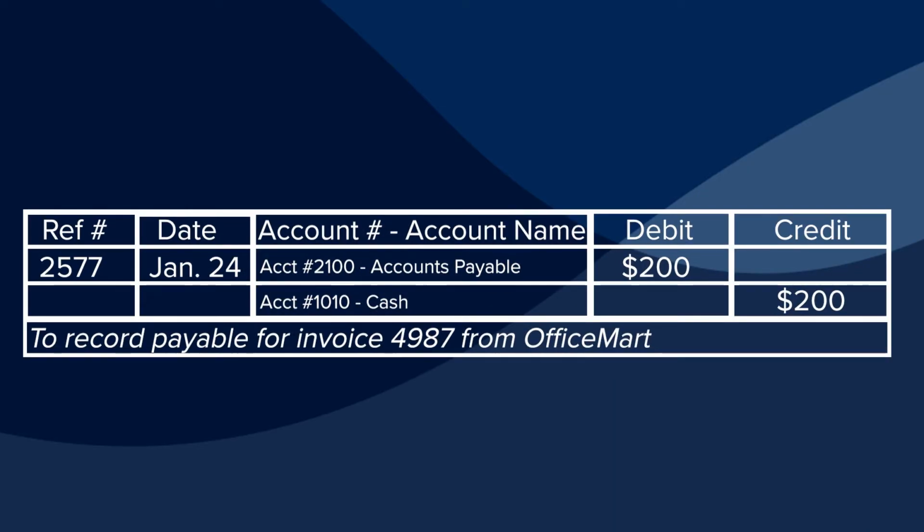Two weeks later, Sally pays the invoice. The journal entry to record the payment and reduce her payables balance debits accounts payable for $200 and credits cash for the same amount, ensuring the balance sheets are in order.